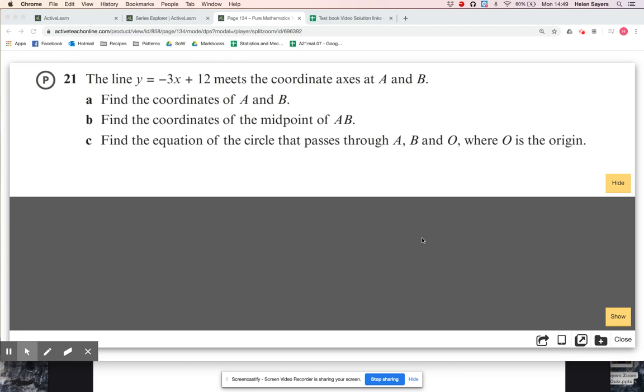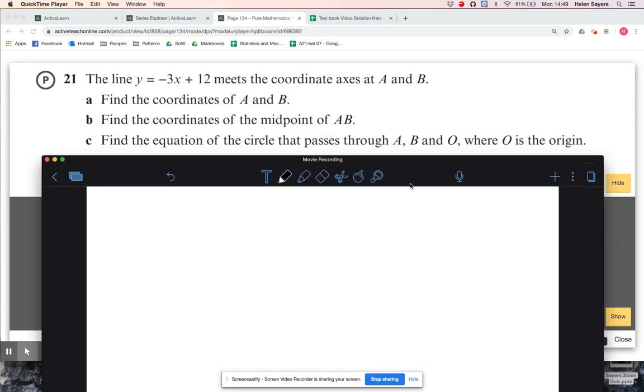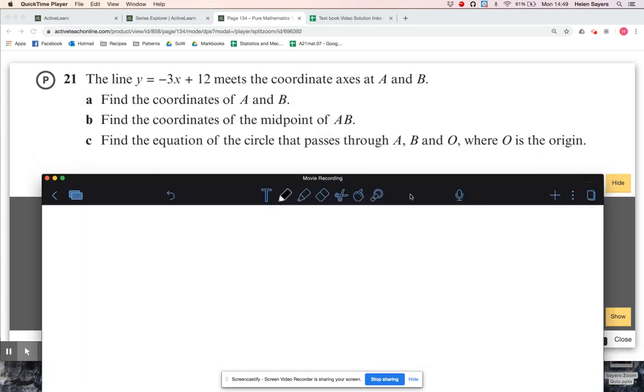Okay, looking at mixed exercise 6 from the first year core textbook. So we're on circles and we're on question 21, which is a problem solving one. So we've got the equation of a straight line and it meets the coordinate axes at A and B. So it's not too bad to start us off.